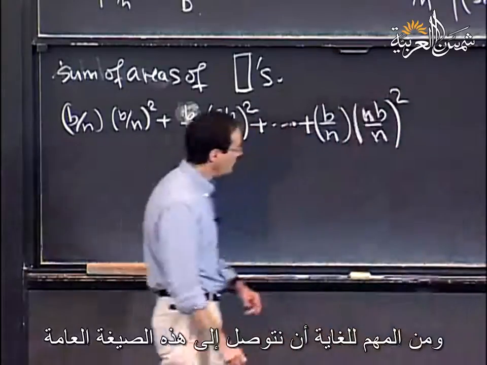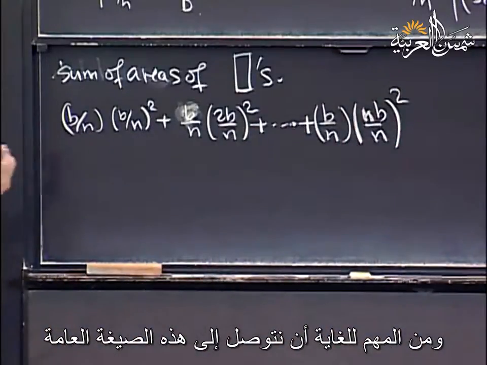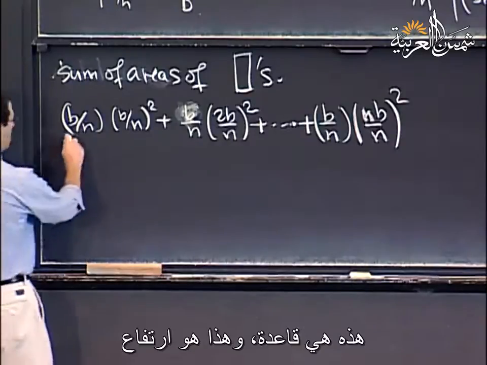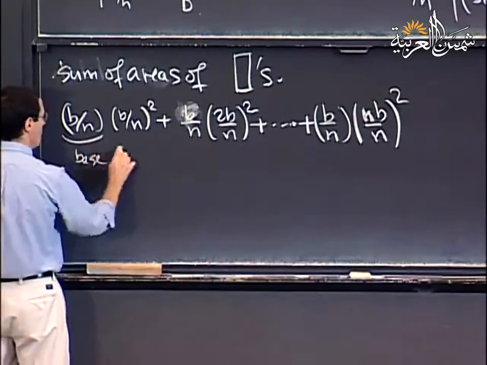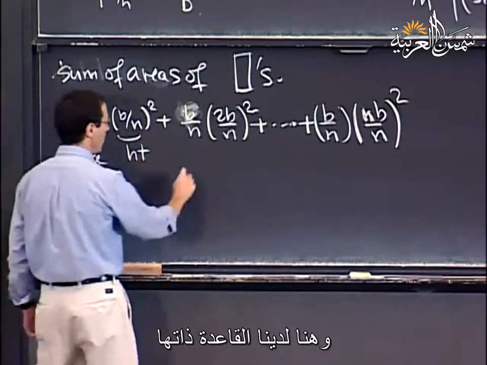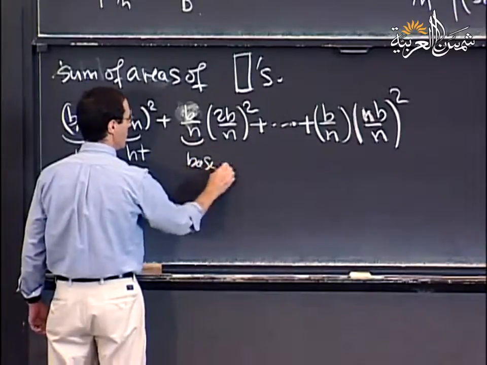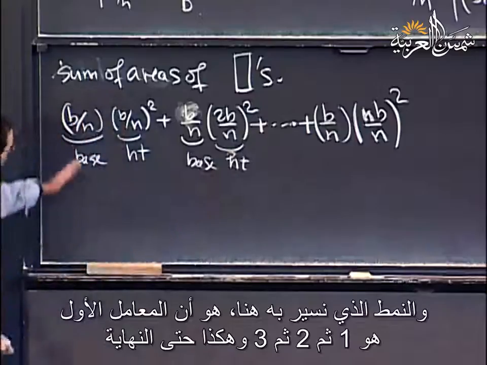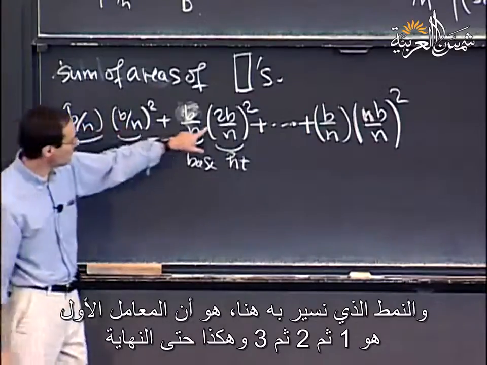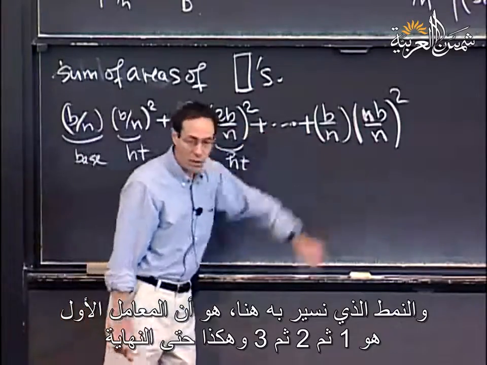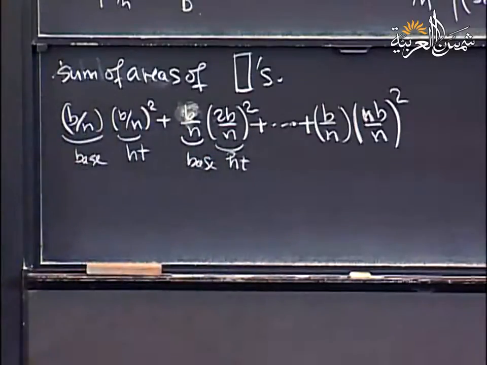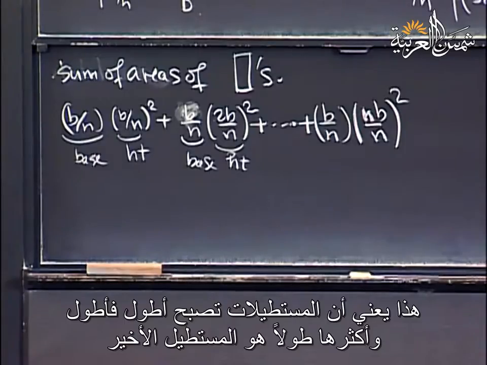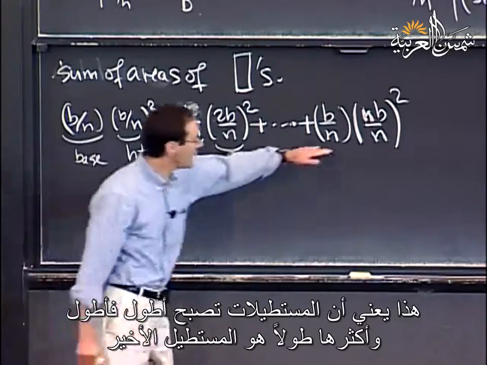So it's very important to figure out what the general formula is. And here we have a base, and here we have a height, and here we have the same kind of base, but we have a new height, and so forth. And the pattern is that the coefficient here is 1, then 2, then 3, all the way up to n. The rectangles are getting taller and taller, and this one, the last one, is the biggest.